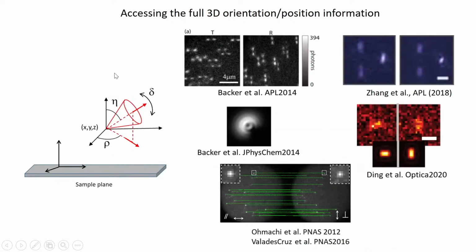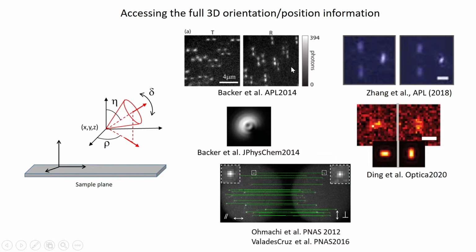Overall, what we want is a very high number of parameters. We want to measure the position of a single molecule. We want to measure its orientation in 3D, which means 2 average angles, in plane and out of plane, plus a wobbling angle, which is a very hard parameter to measure, actually. So a lot of different strategies have been developed.